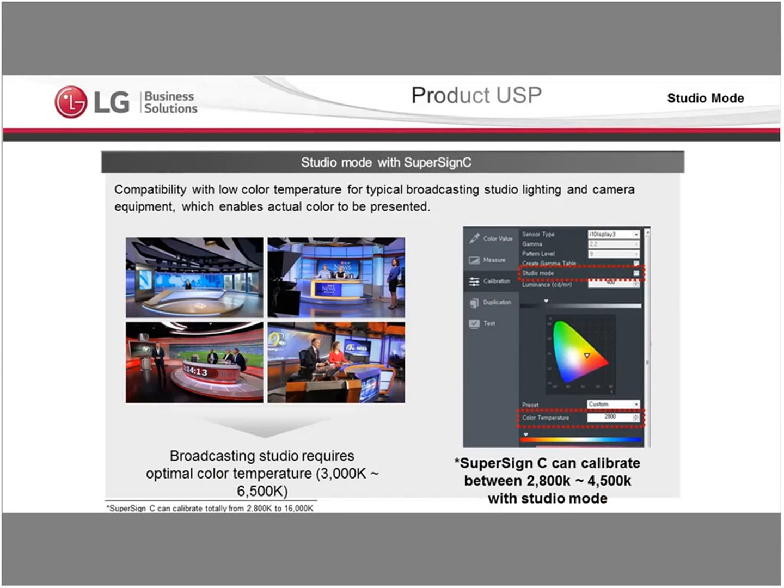And finally, studio mode with SuperSign C, the capability to essentially be used in a studio. This is an area where we've had good success with this product. The product is essentially designed to go low color temperature for broadcasting and studio lighting, and we've had actual implementation. So if you know of an opportunity in your town where they're updating their Channel 4, Channel 6 background with video wall, this is a great solution for that, and one that we've successfully implemented.